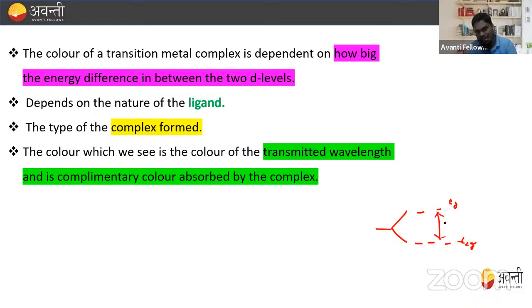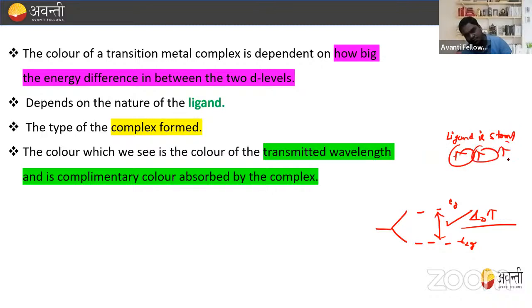So if the energy gap is more, the color of the transition metal complexes depends on how big the energy difference is between the two d orbitals. It depends on the nature of the ligand. So this splitting depends upon the nature of the ligand. If the ligand is strong, then obviously this separation will be more, right? So the color we see is the color of the transmitted wavelength, and its complementary color is absorbed by the complexes.